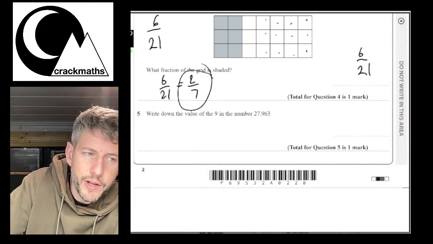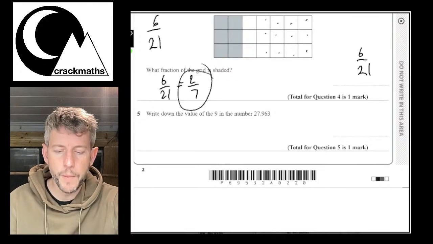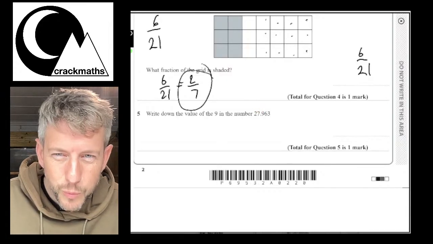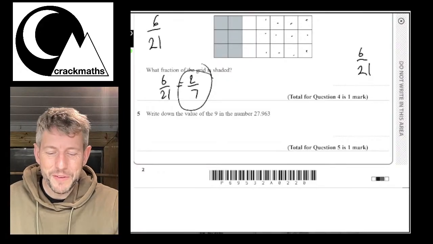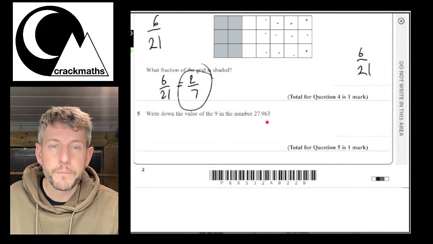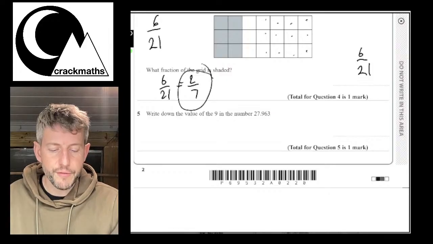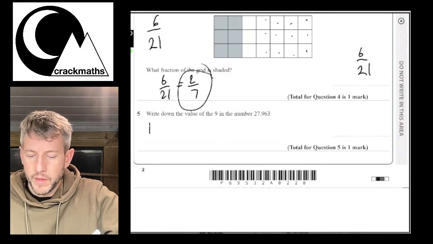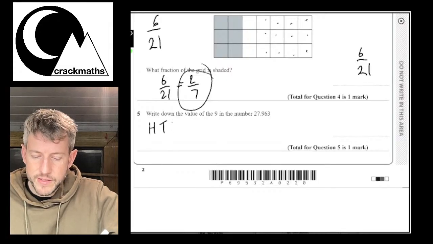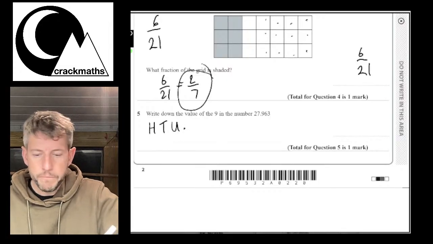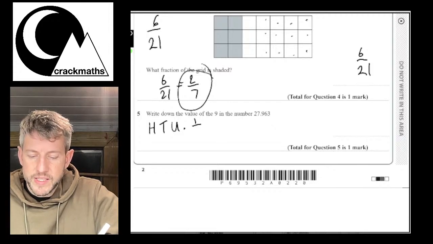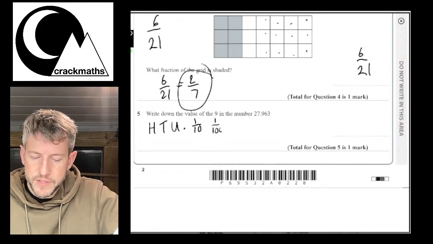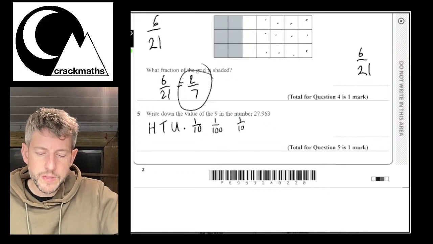Right, let's have a go at this one here. Write down the value of 9 in the number 27.963. So this is your hundreds, tens, units thing. So place value goes hundreds, tens, units, and then you've got your decimals. And then we refer to these ones as 1/10 or tenths. The next ones here as 100ths. And these next ones as 1,000ths.